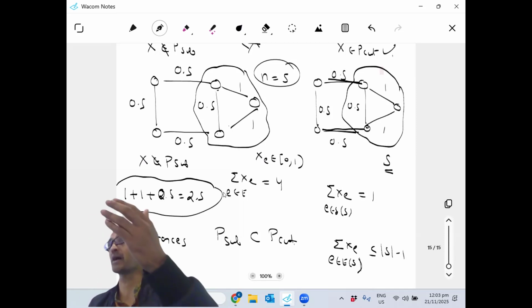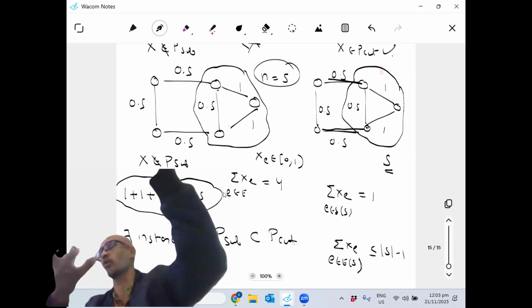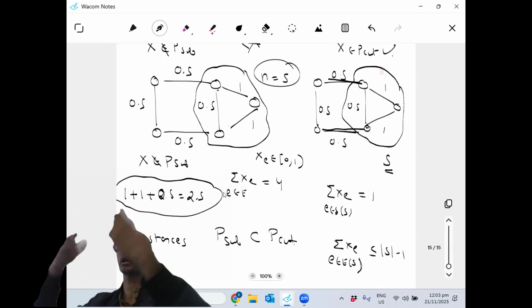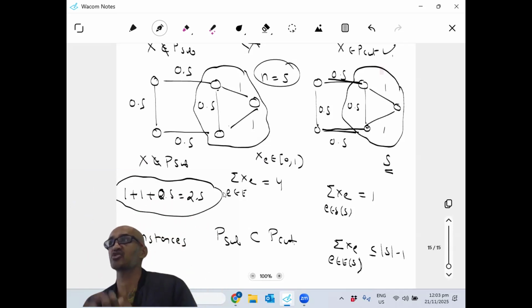Okay. So this is how you compare IP formulations. You take a solution to one problem and check if it is feasible for the other formulation, the LP relaxations, and then you try to get an ordering of the LP relaxations. Which LP relaxation is better?